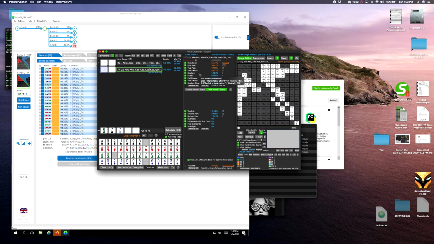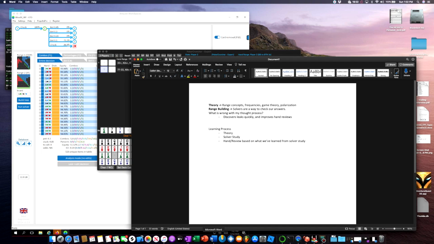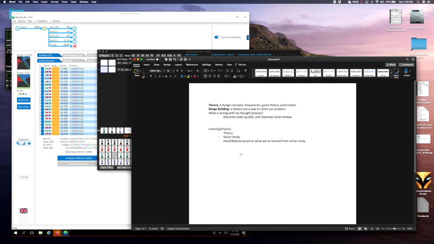What's up, guys? So today I kind of want to talk about how to get the most out of solvers. Many people have different approaches to this, but I think there are a lot of problems with the current approach that most people have. The current approach is like, okay, let's open a solver and then try to backwards rationalize how the solver is playing and why the solver is playing that way.